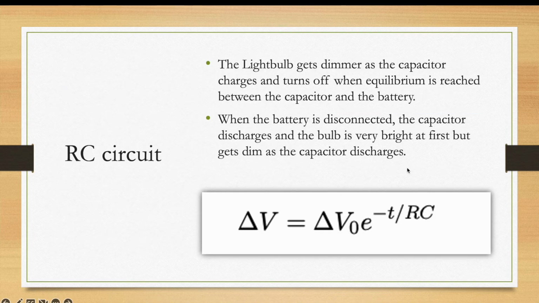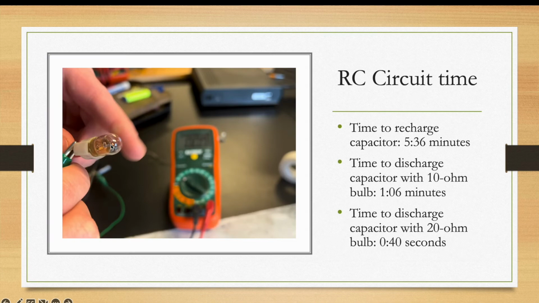And for the RC circuit that I built, the light bulb got dimmer as the capacitor charged and turned off when equilibrium was reached between the capacitor and the battery. Then when the battery is disconnected, the capacitor discharges and the bulb is very bright at first but gets dim as the capacitor discharges. And this is the difference in voltage for a capacitor. We can see in here, I will be sliding here.